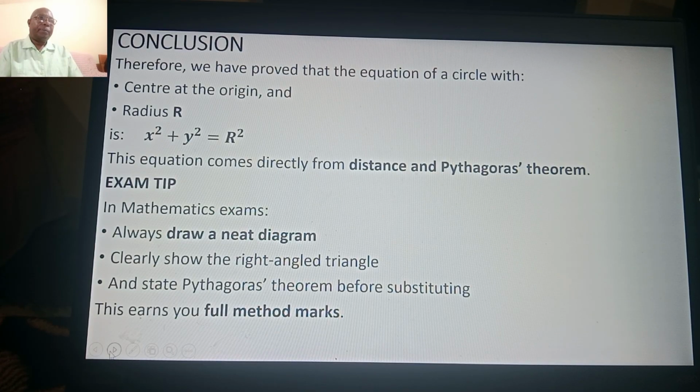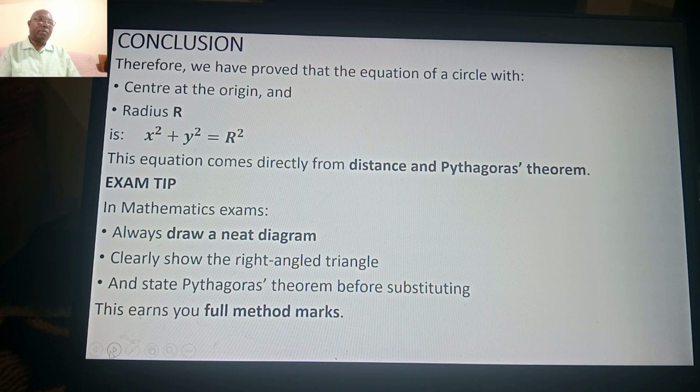In conclusion, we have proved that the equation of a circle with the center at the origin and radius r is x squared plus y squared is equal to r squared. This equation comes directly from distance and Pythagoras theorem.